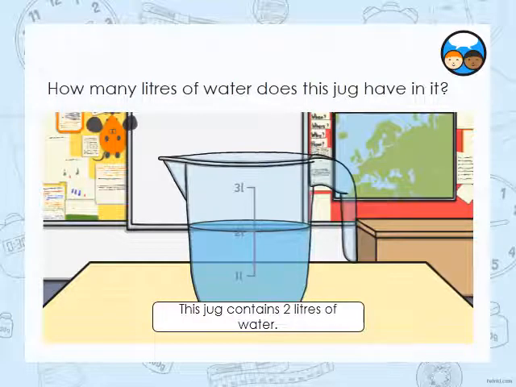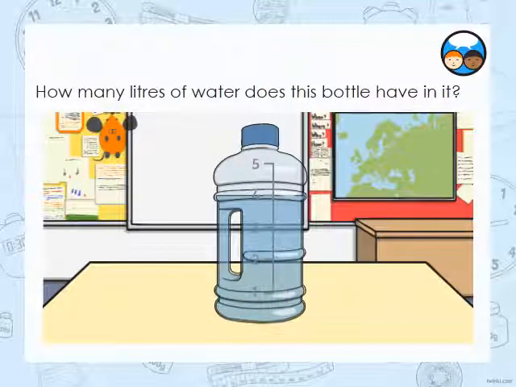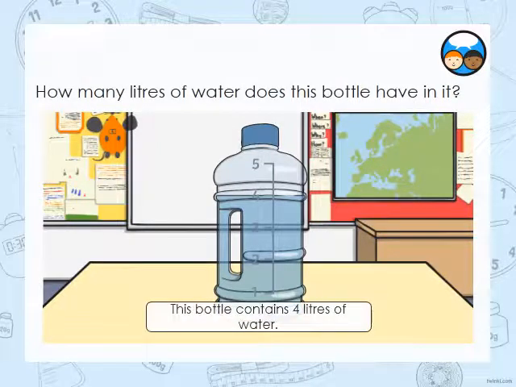Another example. How many liters of water does this bottle have in it? Now again, we have these numbers. By reading the numbers, you can find the answer easily. Again, we have 1 liter, 2 liters, 3 liters, 4 liters, and 5 liters. The water stopped at number 4. It means that we have 4 liters of water. This bottle contains 4 liters of water.